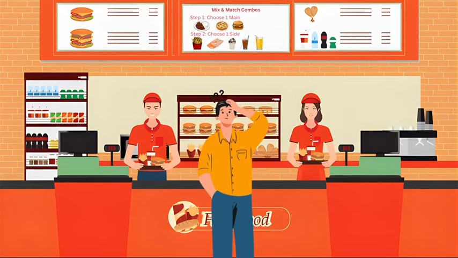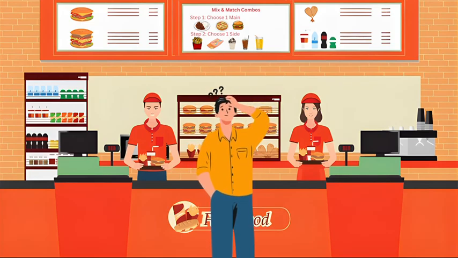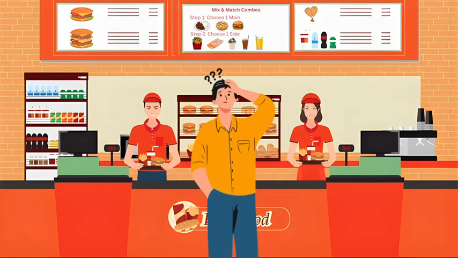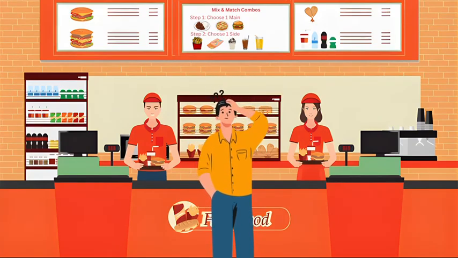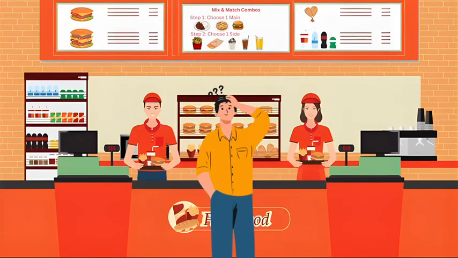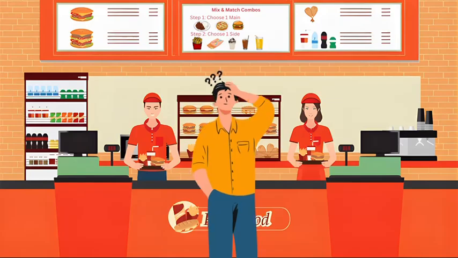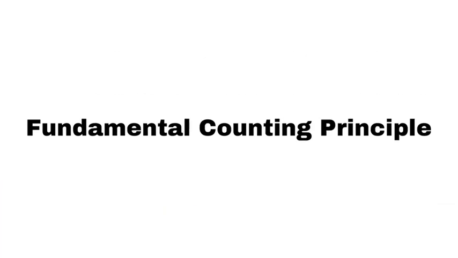Imagine walking to your favorite fast food shop and ordering mix and match. At first glance, this seems simple. Just pick one main and one side dish, then pay the fixed price. Easy. But when we start counting the ways in which we can mix and match the options, we discover that the number of possible orders we can make grows fast. This is the fundamental counting principle.